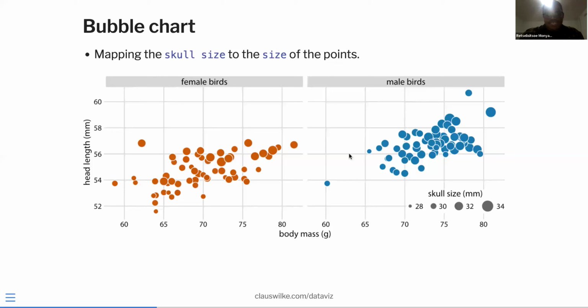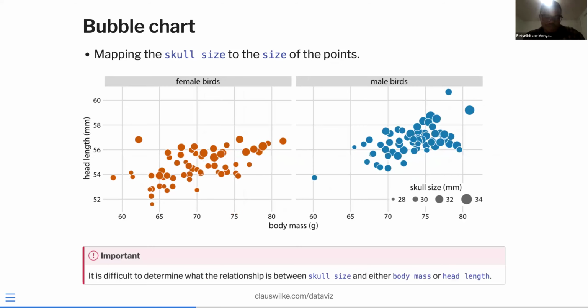Here the author points out some challenges with this. One is that the differences in the sizes of the circles are hard to notice. For example, even though there's some difference, it's really hard to see. So he makes a point that it is difficult to determine what the relationship is between skull size and either body mass or head length.